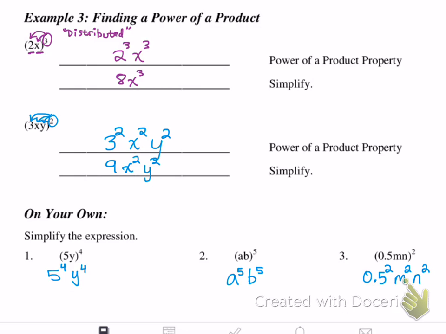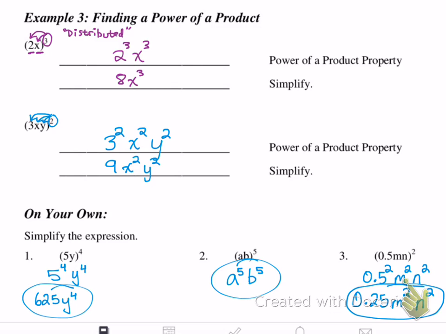Again, here's just the setup for all 3. Just wanted to make sure that you distributed everything correctly, distributed that exponent correctly. And so our final simplified expressions are 625y to the fourth. Number 2 actually was already simplified, a to the fifth, b to the fifth, and then number 3, 0.25 m squared n squared.